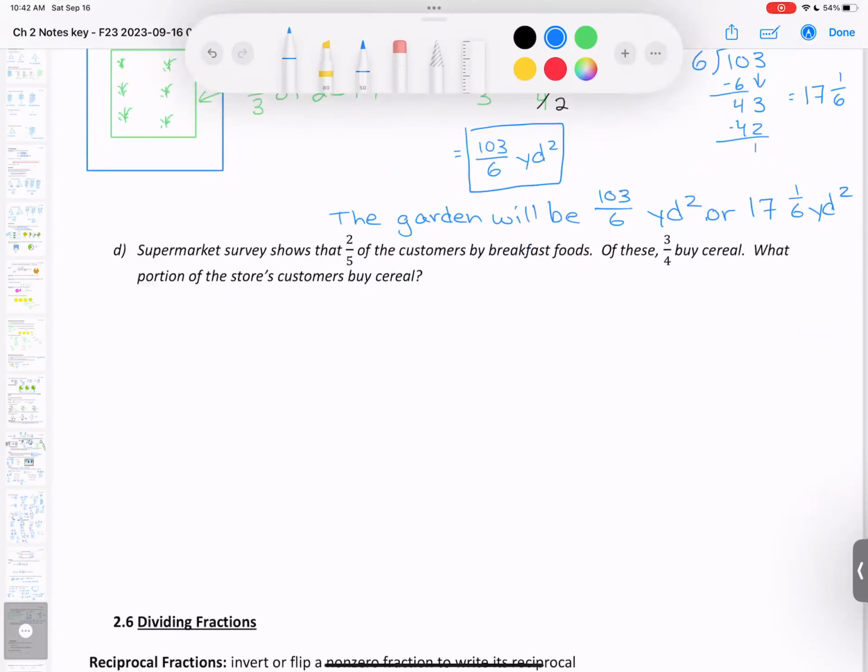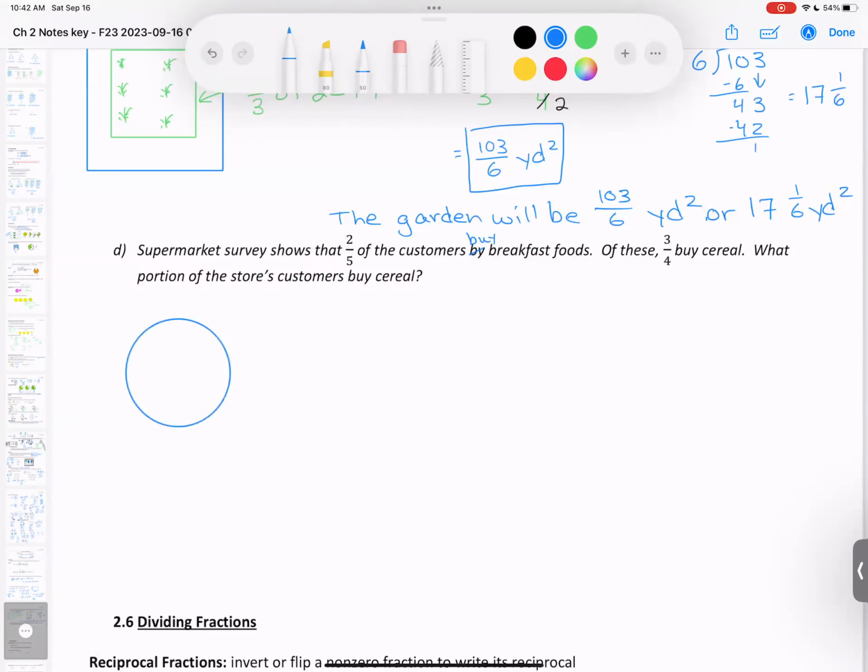Okay, last one. So a supermarket survey shows that 2/5 of their customers buy breakfast foods. Of those 2/5, 3/4 are buying cereal. We want to know what proportion of the store's customers buy cereal. So let's start. I just want to picture what that is.